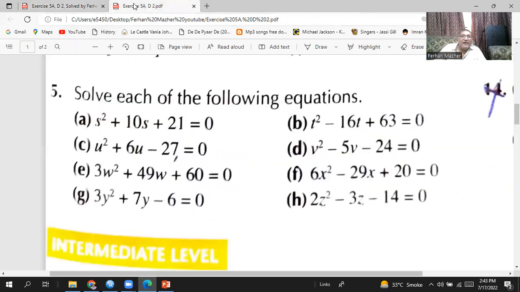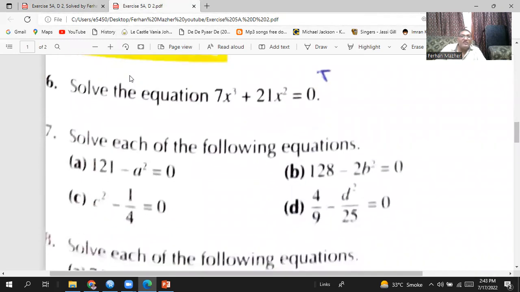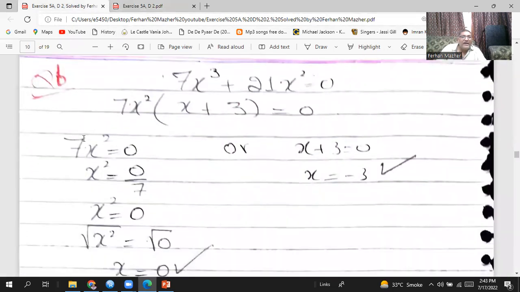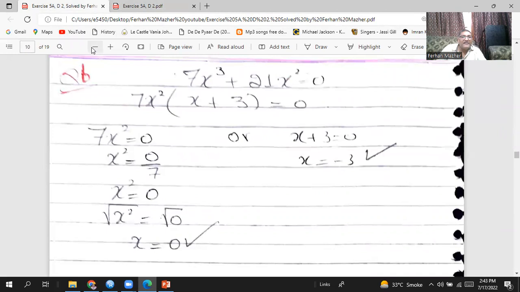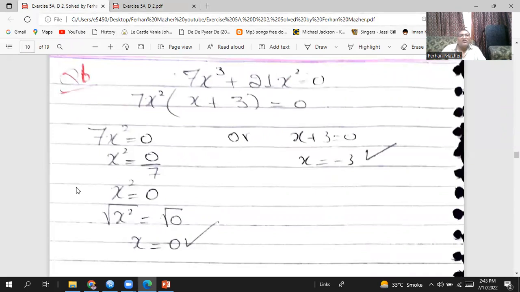Okay, so we are done with question number 5. Now we are going to do question number 6, and question number 6 is coming up on your screen. Here in question number 6, let me reduce the size. It is 7x cube plus 21x square equals 0.